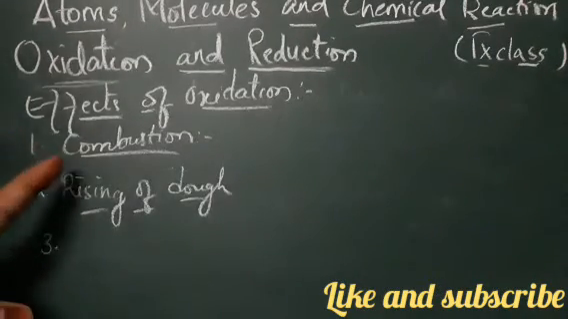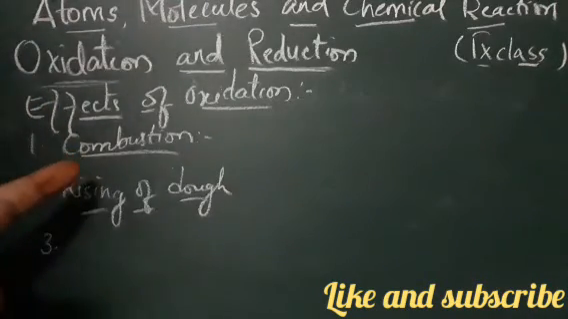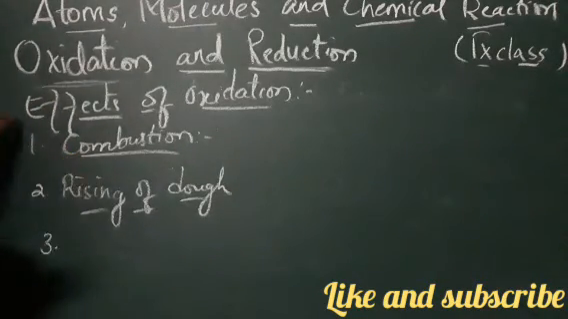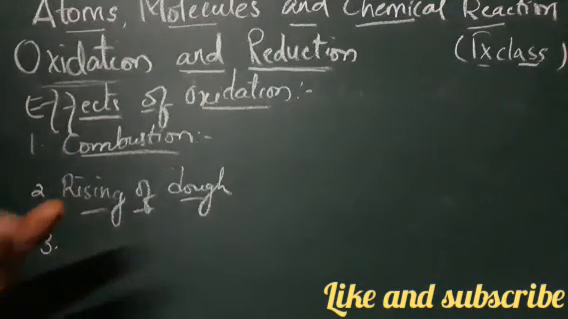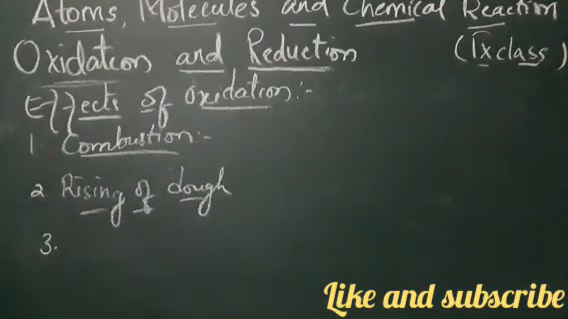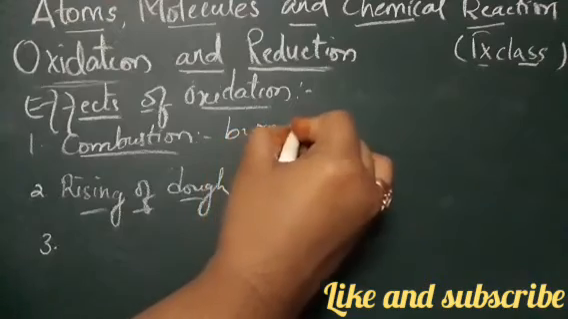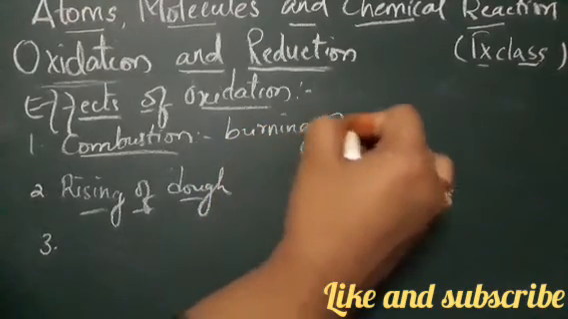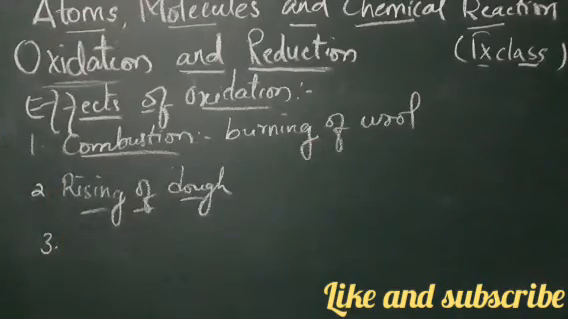First one is combustion. We have learned combustion. What is combustion? It's the most common example of oxidation reaction. For example, the burning of wood involves release of carbon dioxide and water vapors with a huge amount of energy. So here we see that because of oxygen, the burning of wood is taking place. This is very useful and has a great effect in our daily life.